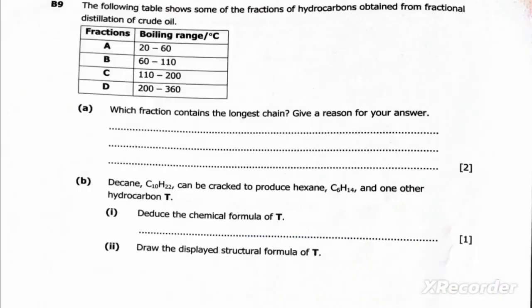Let us move to the next question, which is question B9. The following table shows some of the fractions of hydrocarbons obtained from fractional distillation of crude oil. The first column has fractions, the second column has boiling range. Question A, which fraction contains the longest chain? Give a reason for your answer.